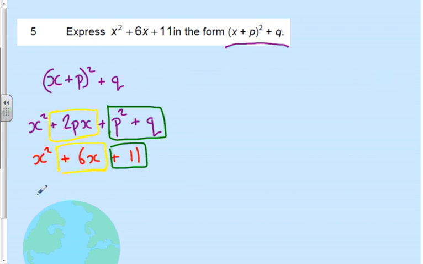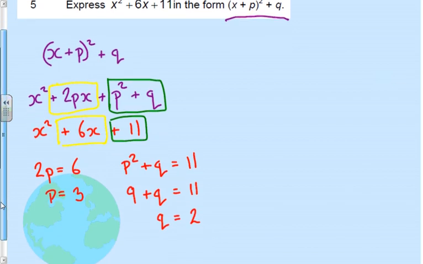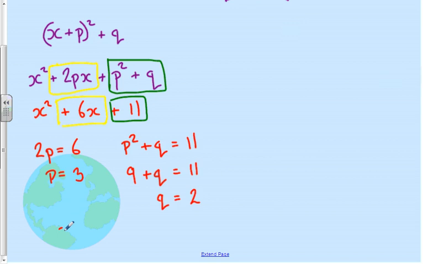So we can say then that 2p is equal to 6, so p must be equal to 3. And since we know that p is equal to 3, we can say that since p squared plus q equals 11, 9 plus q equals 11, therefore q is equal to 2. And we can now follow this up by rewriting in the form x plus 3 all squared plus 2.